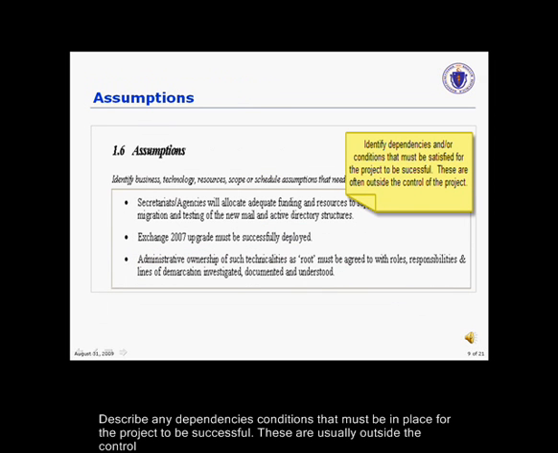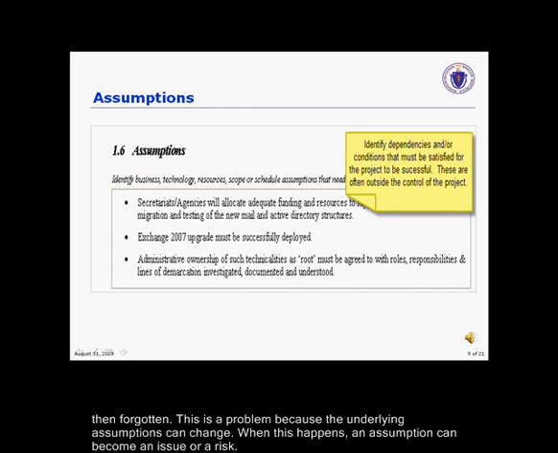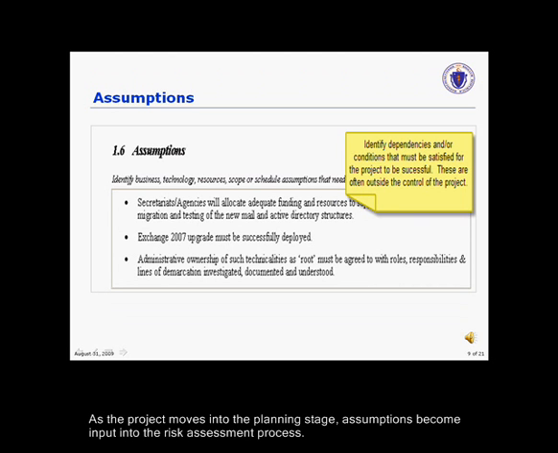Assumptions describe any dependencies that must be in place for the project to be successful. They are usually outside the control of the project team. Often, assumptions are identified at the start of the project and then forgotten. This is a problem because the underlying assumptions can change. When this happens, an assumption can become an issue or a risk. As the project moves into the planning stage, assumptions become input into the risk assessment process.